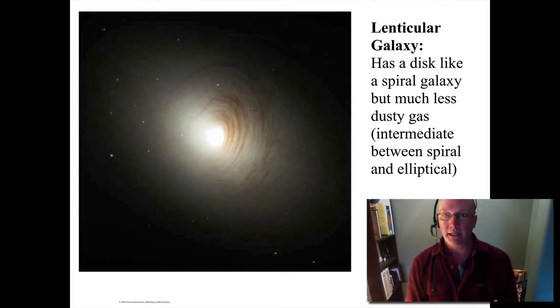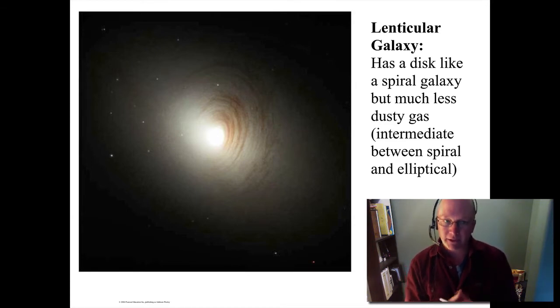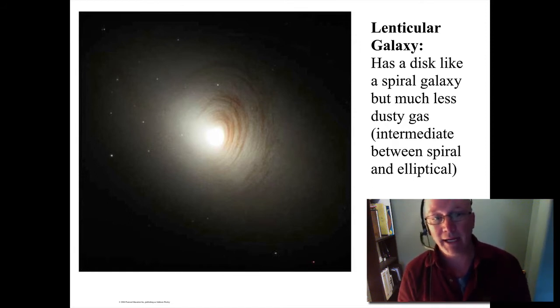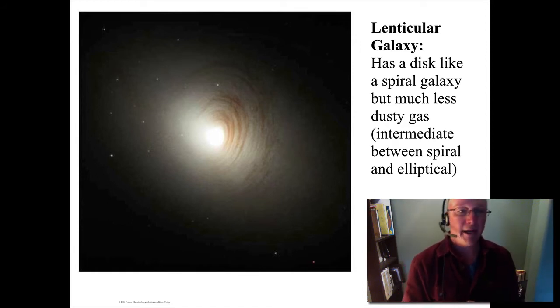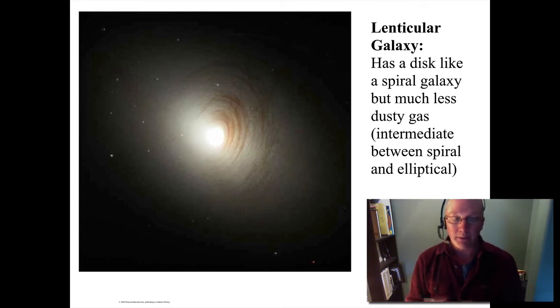Now let's look at a combination of these things. If we have something that has a disk, but less dust and gas than we expect from a spiral galaxy, this is something called a lenticular galaxy. It's a combination of a spiral and an elliptical. Now how did this happen? Maybe we had galaxies collide. Maybe we have a spiral or an elliptical galaxy that's finally getting rid of its gas because it's older. These are all possibilities for how we can get these combinations of galaxies.